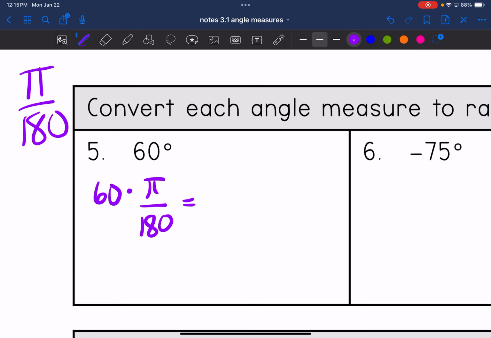So think of this as 60 over 180 pi. How would you simplify this? Well, they both have zeros, so I would cancel that part, and it would just be 6 over 18. But then I know I can divide both of those things by 6. It would be 1 over 3. So really, I would change this into pi over 3.